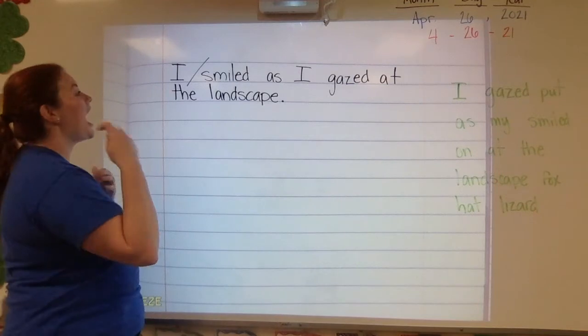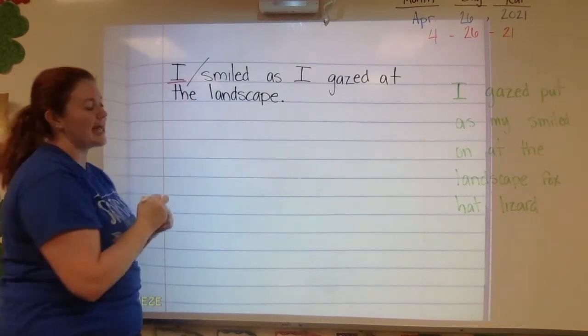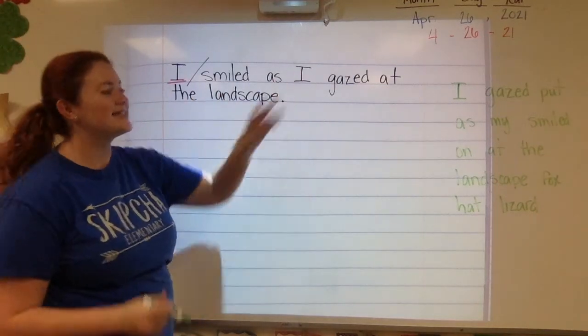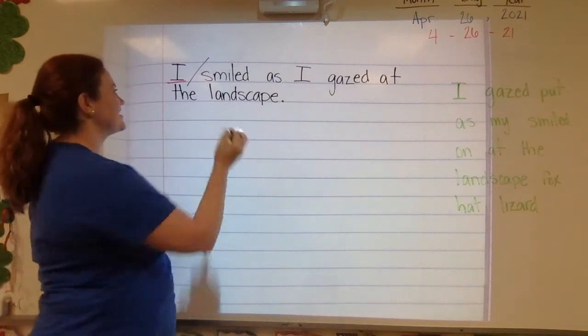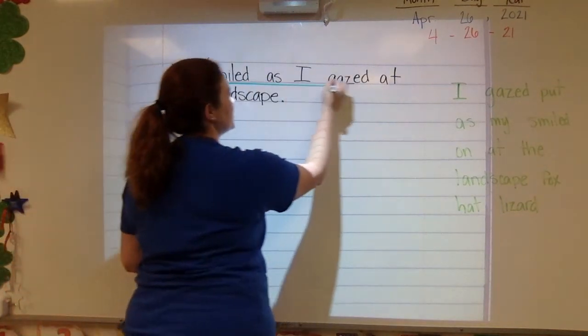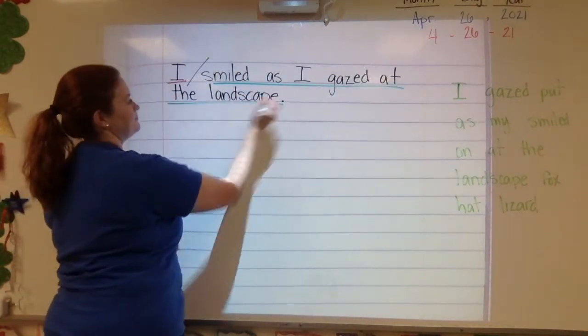Well, what did I do? What is the sentence telling about me? Well, I smiled as I gazed at the landscape. So this is my predicate.